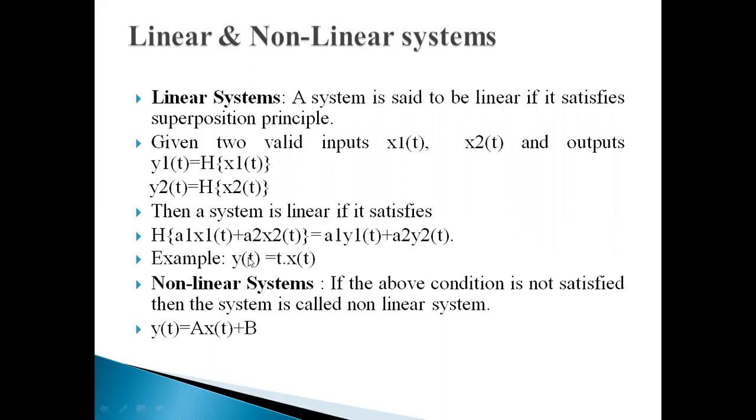For example, y(t) is equal to t times x(t). This system will satisfy the above condition. Therefore, this system is called as linear system. And a system will be called as nonlinear system if the above condition is not satisfied. Example of it is y(t) is equal to a times x(t) plus b.